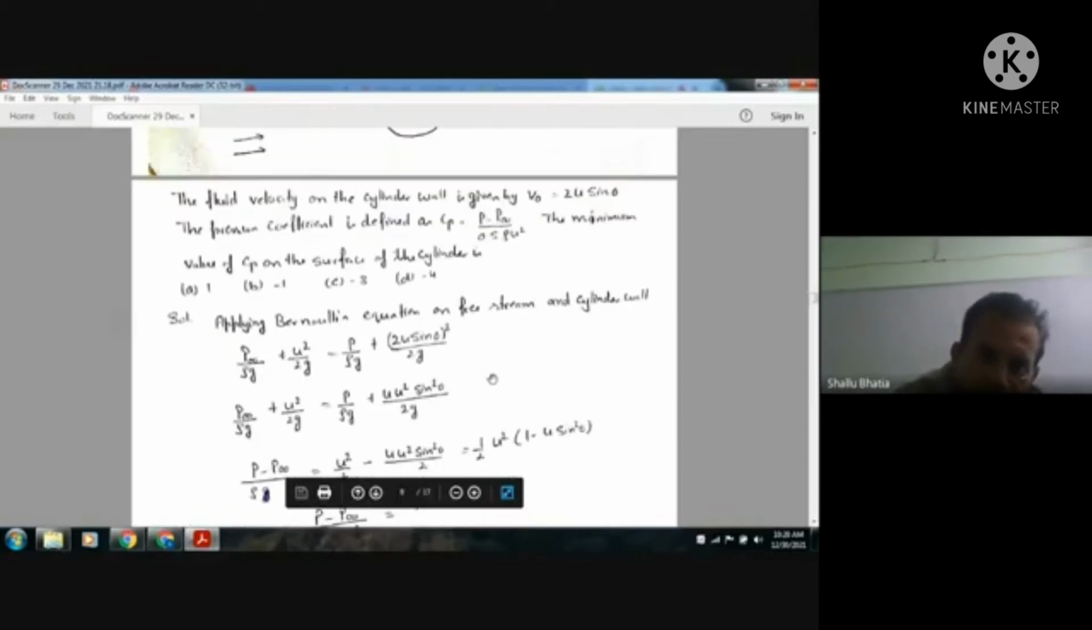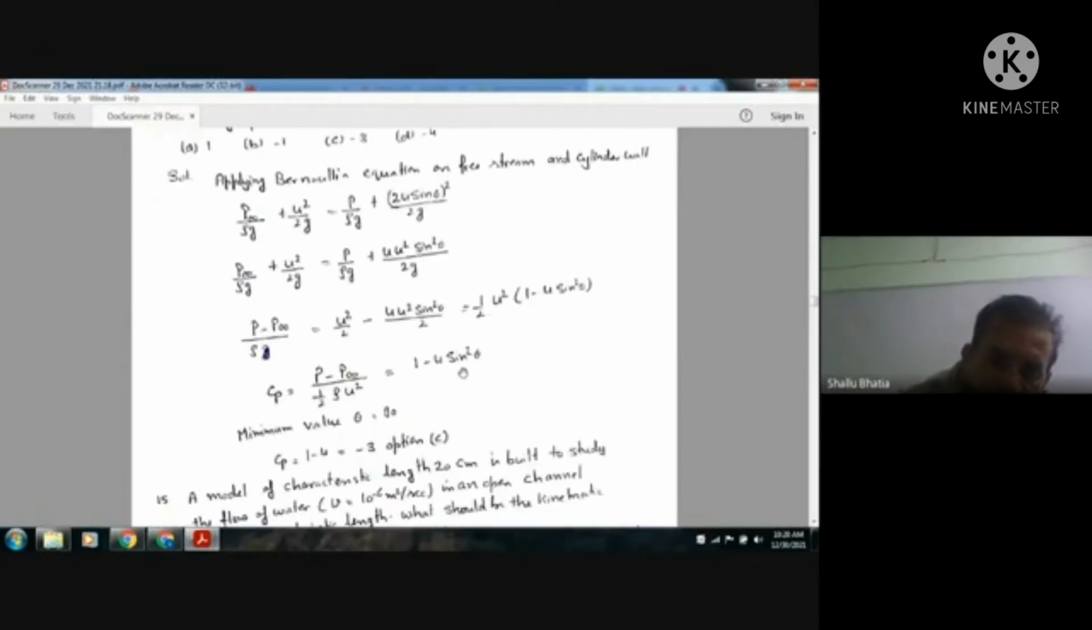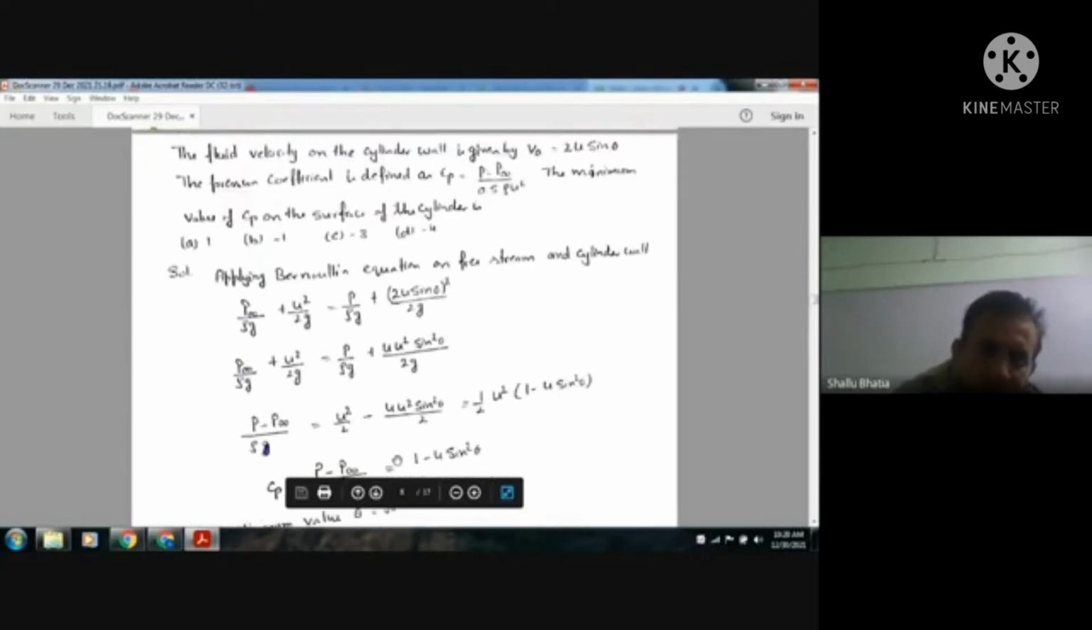Now you have to calculate the minimum value, because we will take the maximum value of this, which is minus 4. The sine square theta here is 1. So the minimum value will be 1 minus 4, at theta equal to 90 degrees. So the answer here is minus 3, option C.